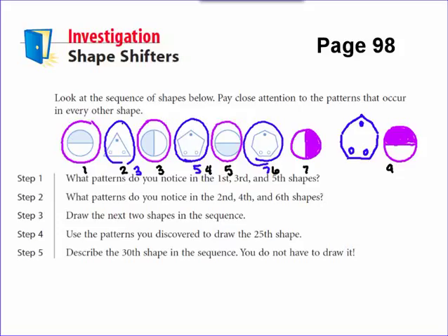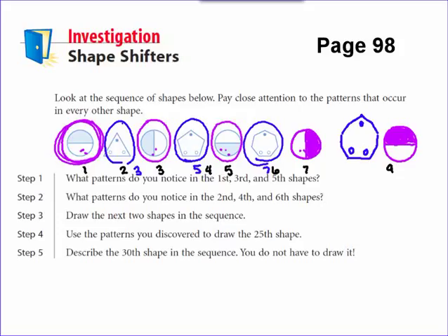You can just move. So here we go. 1, 2, 3, 4. So that would be 1, 3, 5, 7. This would be 9, 11, 13, 15. Then we're at 17, 19, 21, 23. Here's what the 25th shape is going to look like. Okay. So you're just basically looking for patterns.